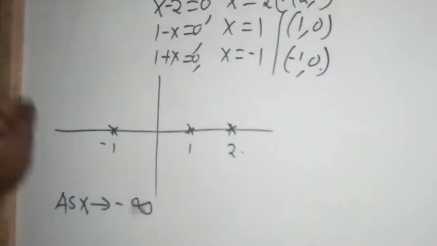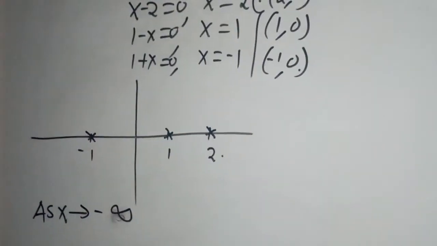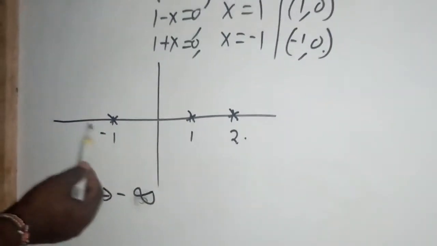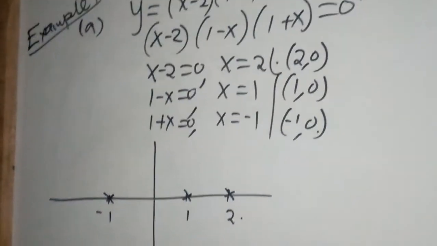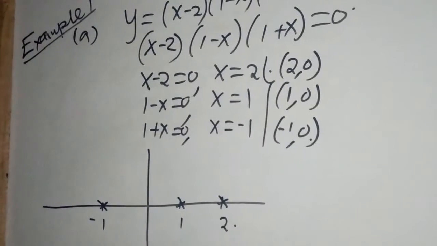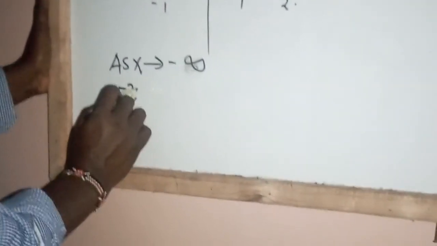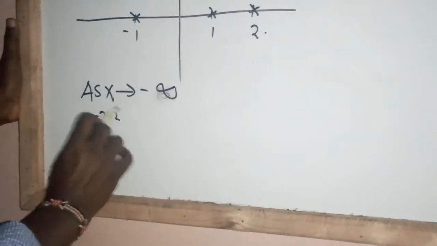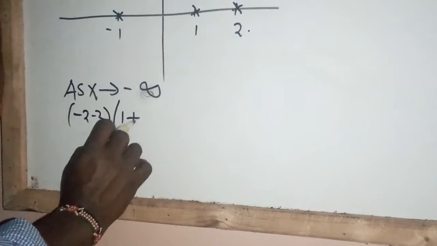We want to see how y behaves when x tends to negative infinity, and you are going to see right now. Below -1, we have x equal to -2. When x is -2, it follows that this bracket becomes -2 minus 2, the second bracket, 1 minus -2.